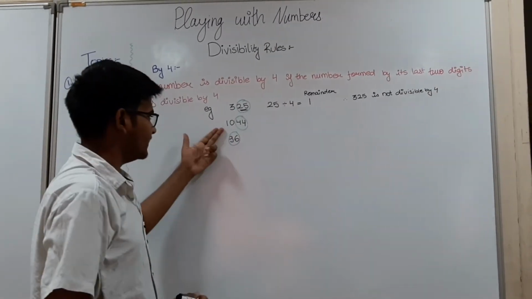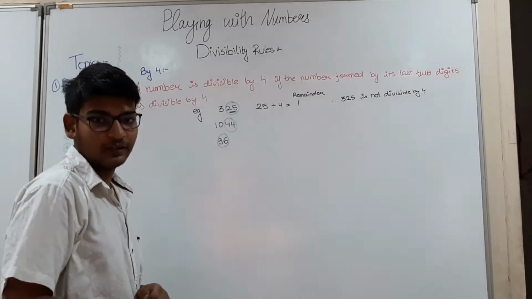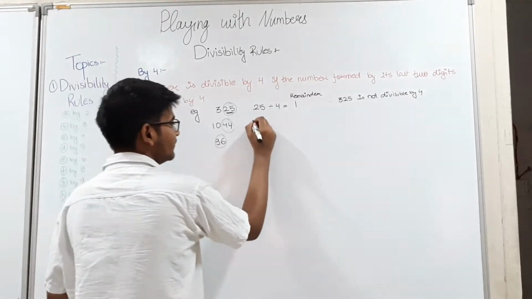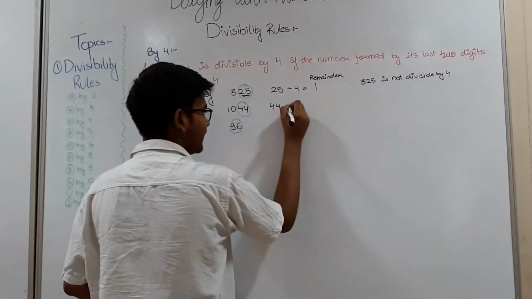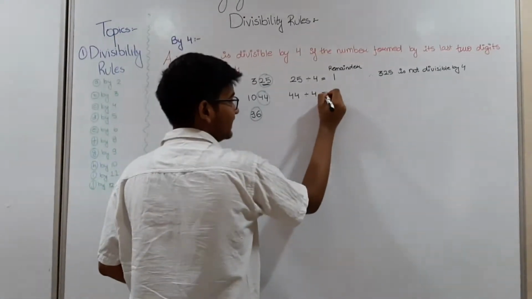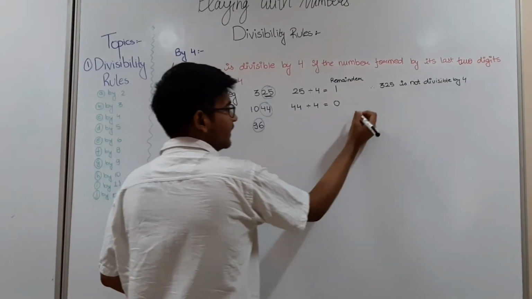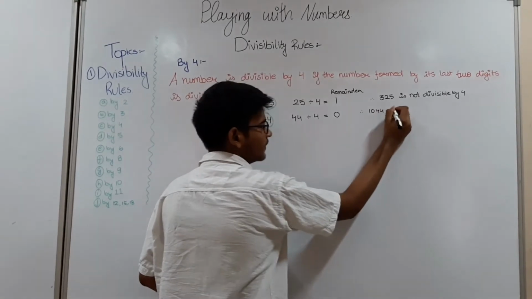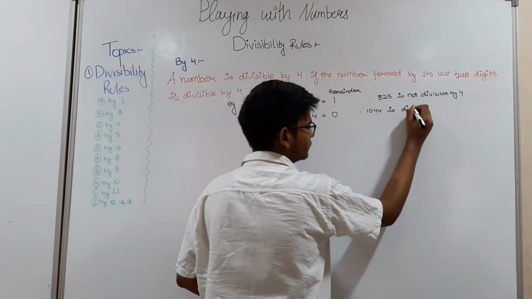Now let us take the example of 1044. Here the number formed by the last two digits is 44. Since we know that 44 divided by 4 leaves the remainder 0, therefore 1044 is divisible by 4.